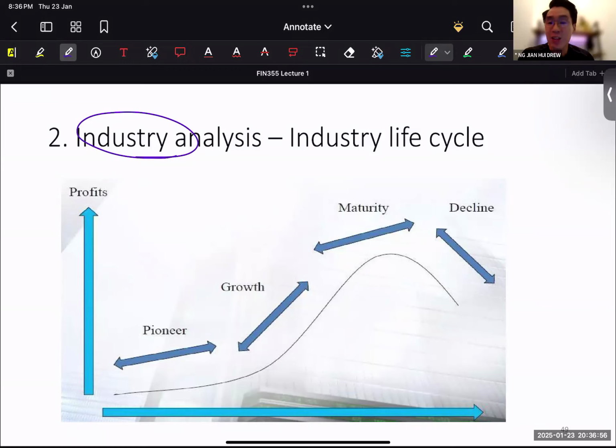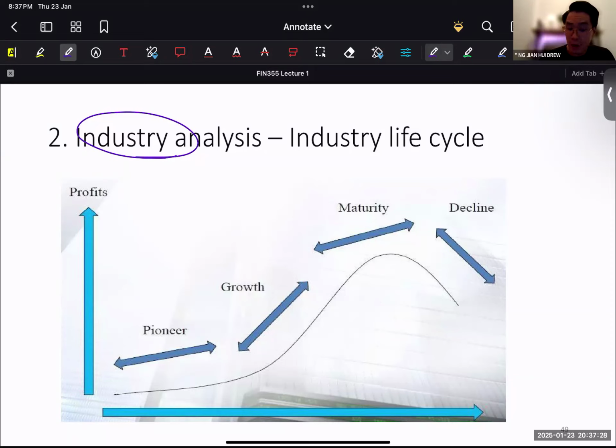And the industry generally things that we consider are, okay, what kind of industry are we in? Let's say the AI boom. Where do you think we are in terms of industry? Are we in the pioneer stage? Are we in the growth, the maturity, or decline for AI boom? Growth, yeah. Okay. I think I see most people, the consensus is growth. Totally right. We are growing very quickly in terms of the AI boom.